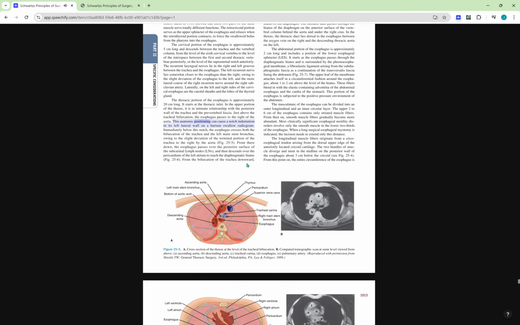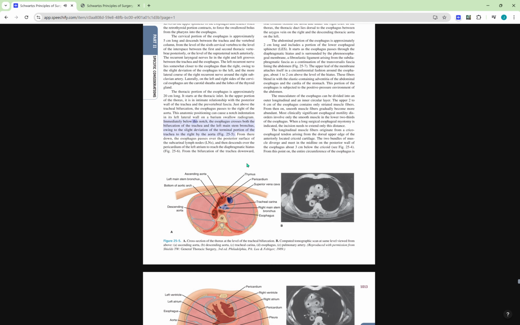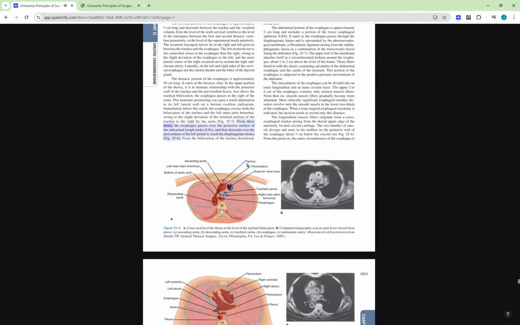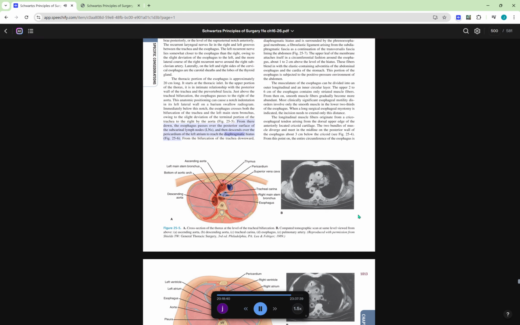This anatomic positioning can cause a notch indentation in its left lateral wall on a barium swallow radiogram. Immediately below this notch, the esophagus crosses both the bifurcation of the trachea and the left main stem bronchus, owing to the slight deviation of the terminal portion of the trachea to the right by the aorta. From there down, the esophagus passes over the posterior surface of the subcarinal lymph nodes and then descends over the pericardium of the left atrium to reach the diaphragmatic hiatus.